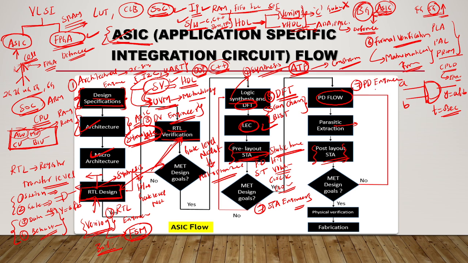And parasitic extraction is nothing but, inside you are fabricating with copper wires. Copper wires have some R and C, resistance and capacitance. Removing this resistance and capacitance is nothing but parasitic extraction. And then you have post-layout STA. If the design is met, it will go to the next step.